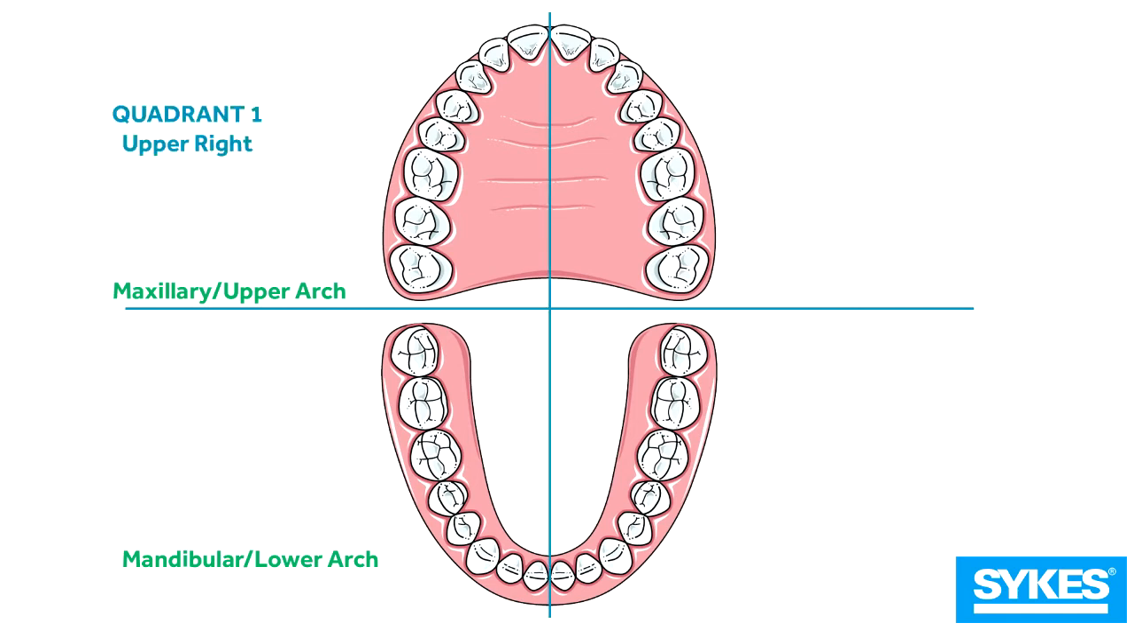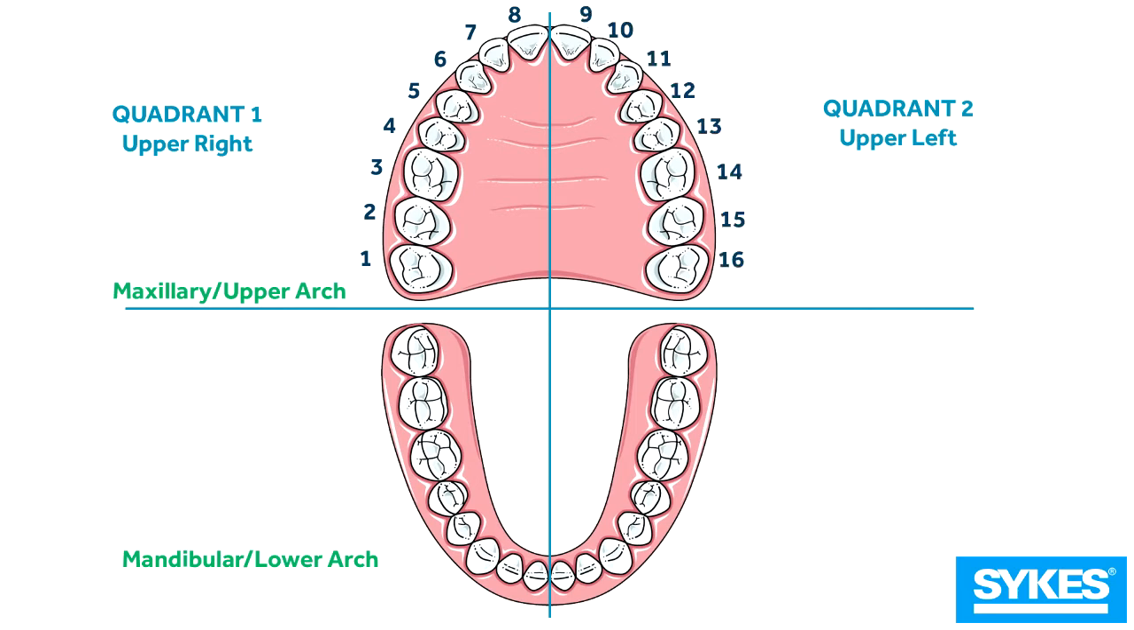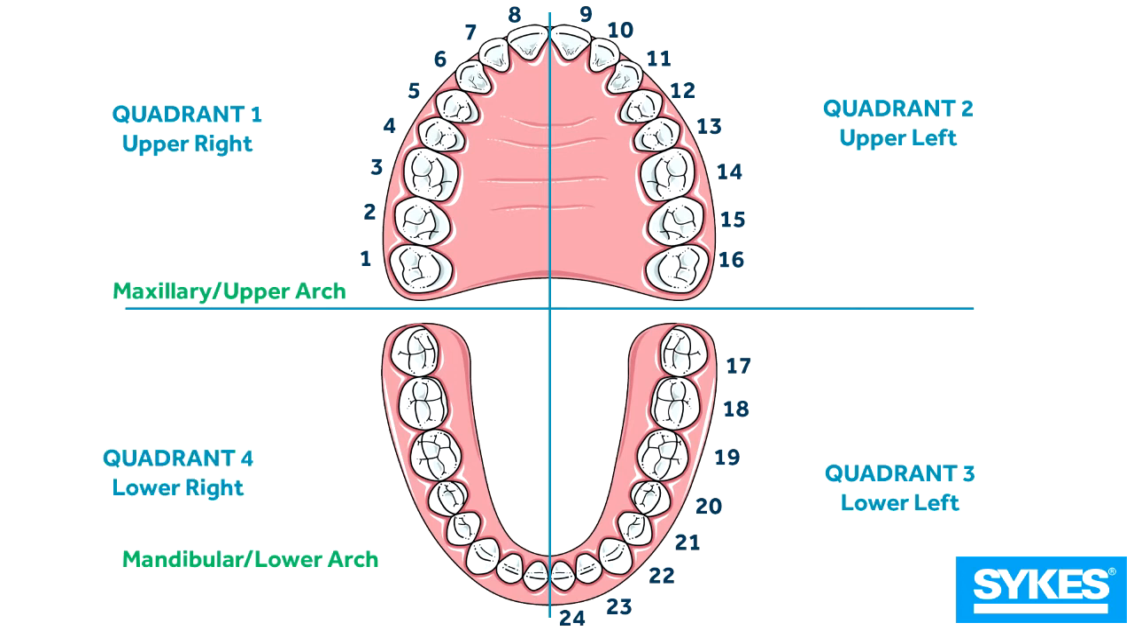Quadrant 1, which is upper right, teeth numbers 1 to 8. Quadrant 2, which is upper left, teeth numbers 9 to 16. Quadrant 3, which is lower left, teeth numbers 17 to 24. And quadrant 4, which is lower right, teeth numbers 25 to 32.